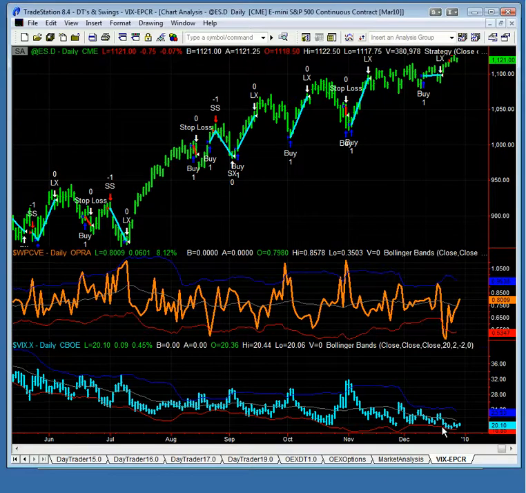Extreme complacency right here, and the market has quickly bounced back, or the indicators have quickly bounced back. So we'll see where the market goes from there. So moving on, we're going to take a look.